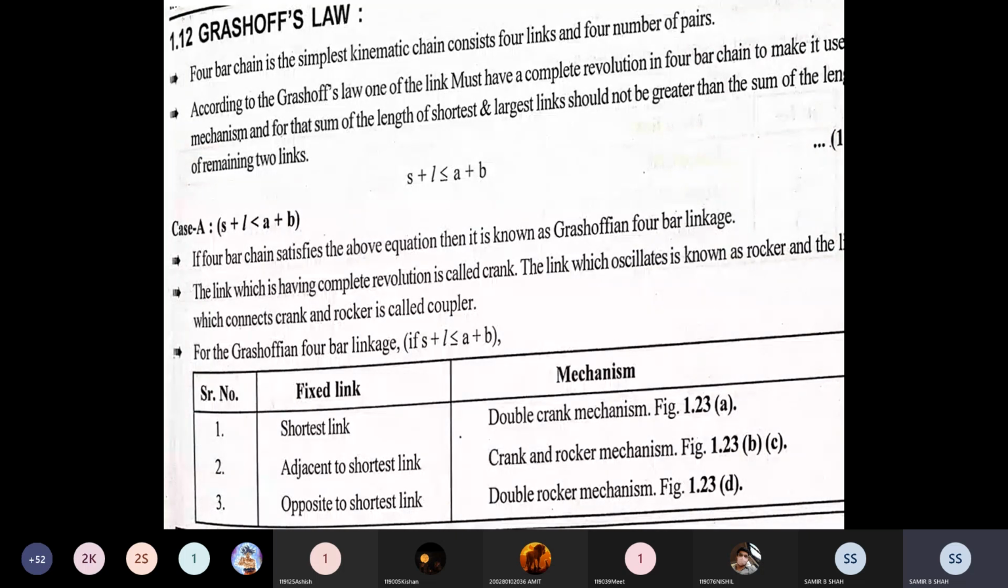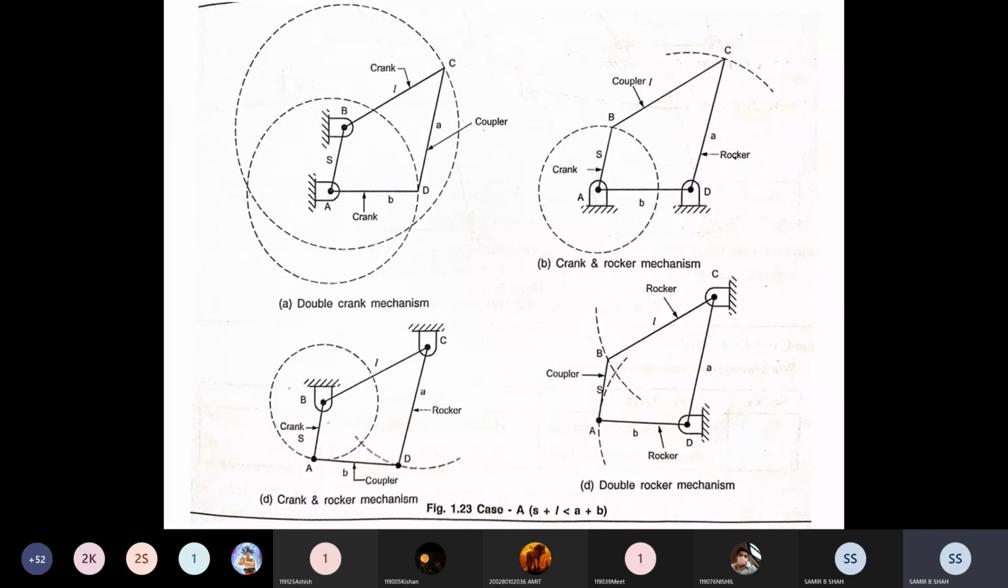Now for Grashof's law, as per condition 1, case 1, if it is fulfilled, then what happens? The shortest link gives a double crank mechanism. Adjacent to the shortest link, it is called a crank and rocker mechanism. And opposite to the shortest link, you just remember A, B, C, and D that I show you one by one, all these 4 figures. In the first figure, the shortest link is this, which is fixed, that's why this is the mechanism. It is known as a double crank mechanism.